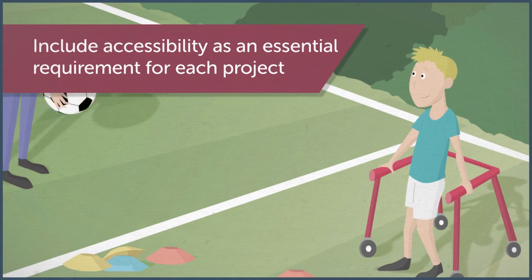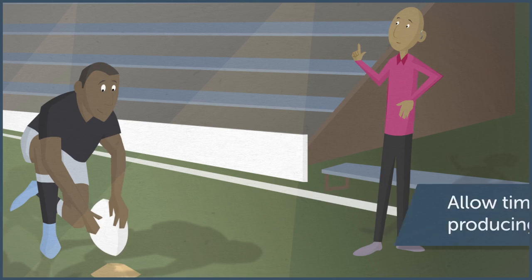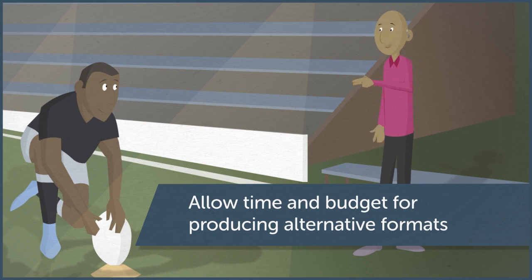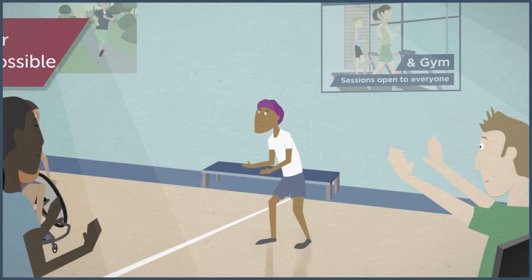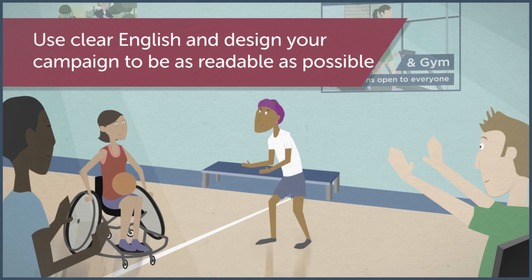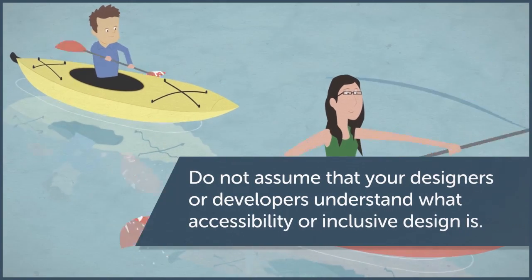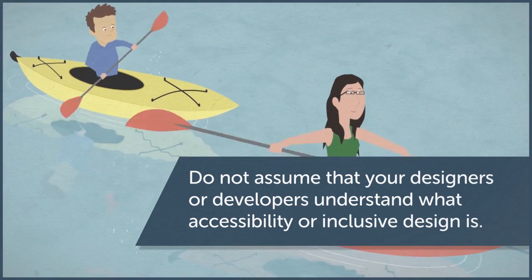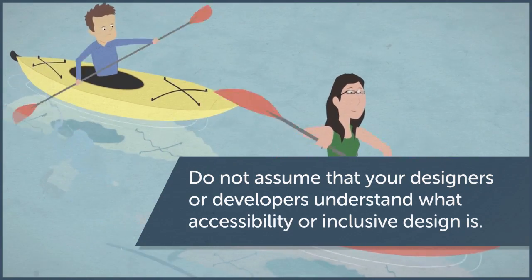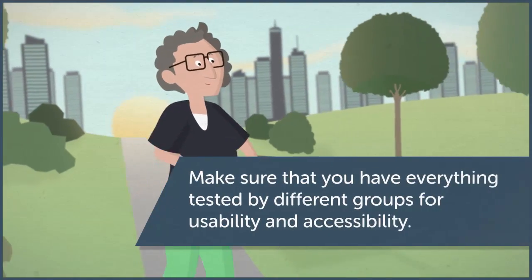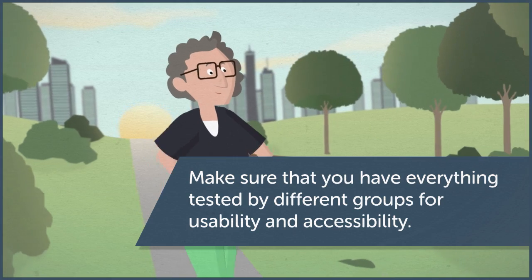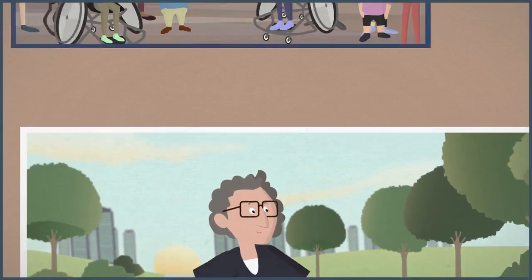Include accessibility as an essential requirement for each project. Allow time and budget for producing alternative formats. Use clear English and design your campaign to be as readable as possible. Do not assume that your designers or developers understand what accessibility or inclusive design is. Make sure that you have everything tested by different groups for usability and accessibility.